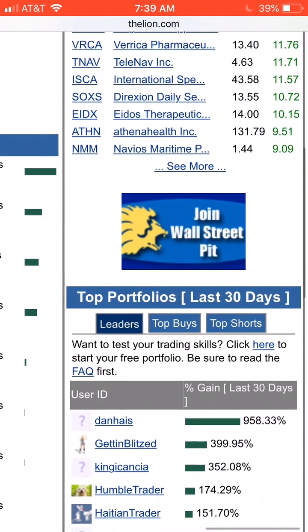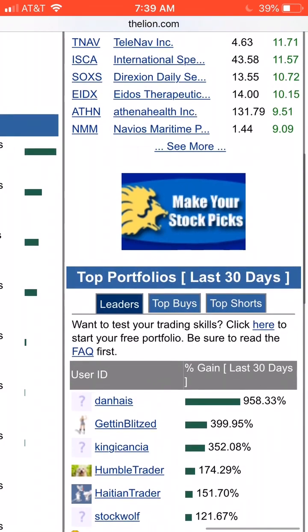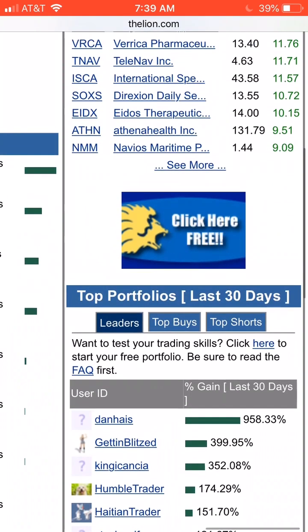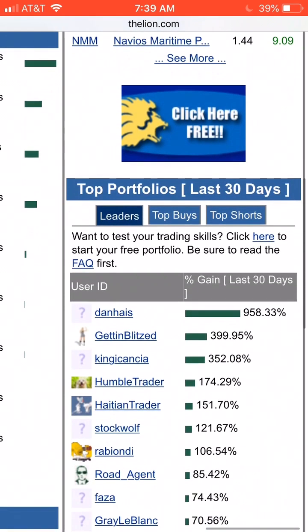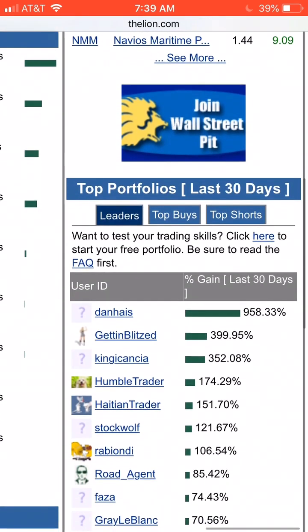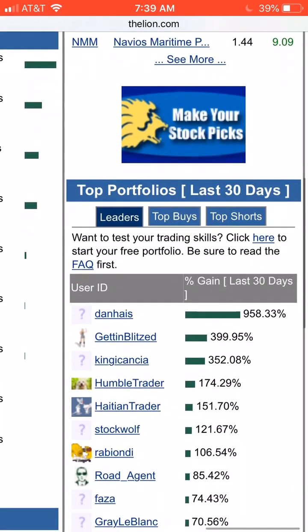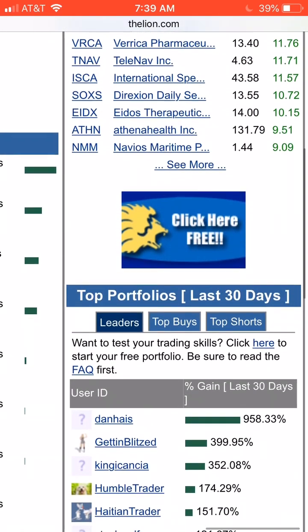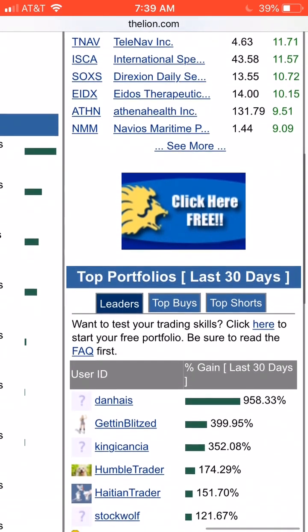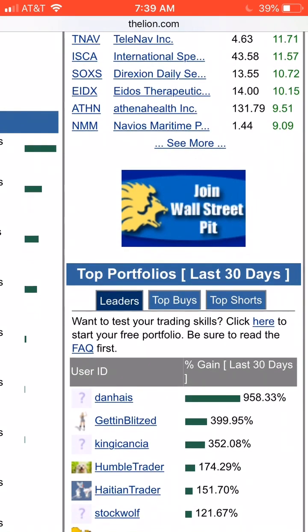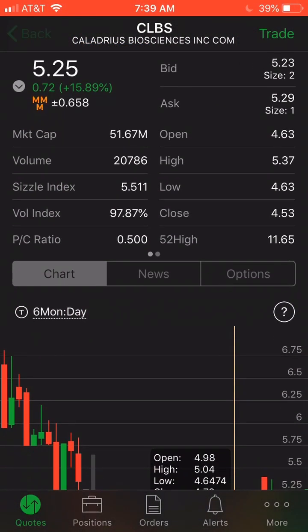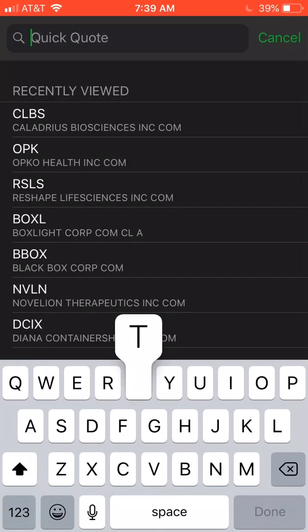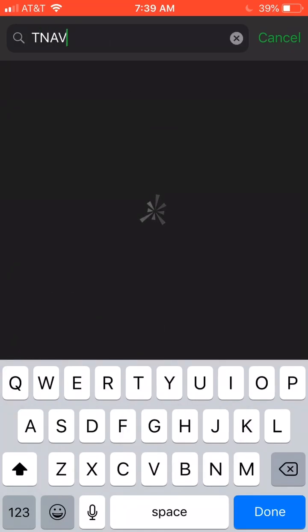This one, over $10, I'll just overlook it. And then these ones, they're just too expensive. And this one, it's... So let's see here. TNAV.